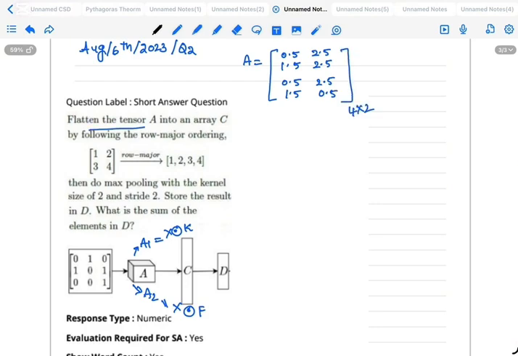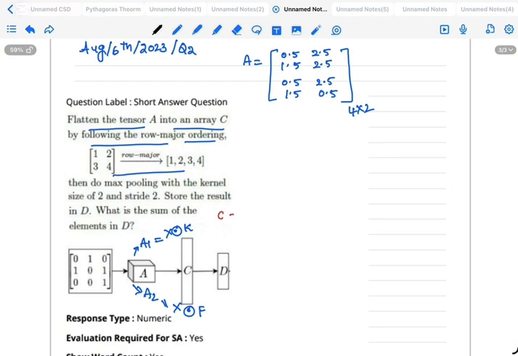So flatten the tensor A into an array C. Flatten this tensor A matrix into C. The resultant matrix C is by the following row major ordering. That is, if the matrix is 1 2 3 4, it becomes 1 2 3 4. Row major ordering separated with commas, right?